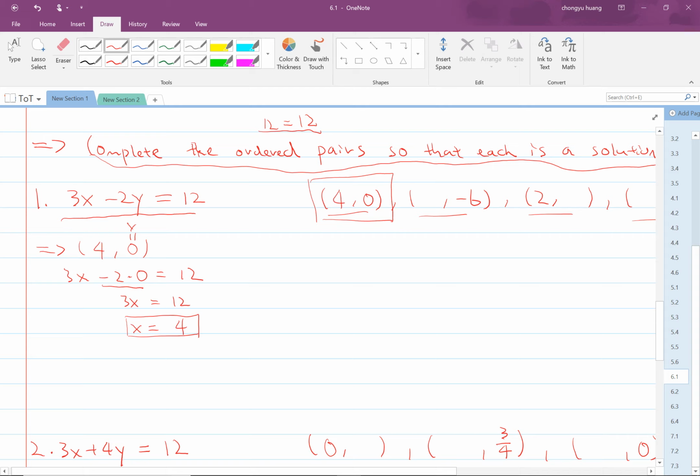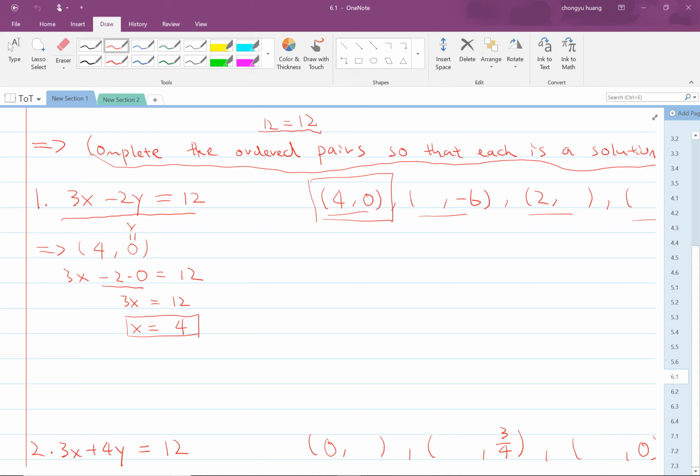So the first point will be 4, 0, right? Okay, so as I said before, you just plug in the variable where you know it, because we only have 2 variables, and as long as you know one variable, then you are able to solve for the other.